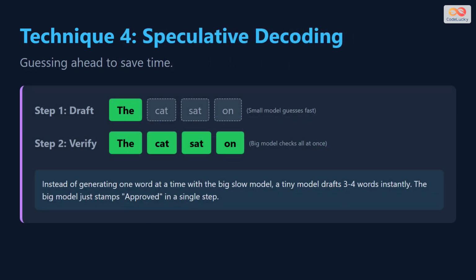Speculative decoding is a clever trick. Instead of waiting for the big model to pick every single word, a tiny model quickly guesses the next few words. The big model then checks these guesses in one go. If the guesses are right, we get multiple words for the price of one computation step.